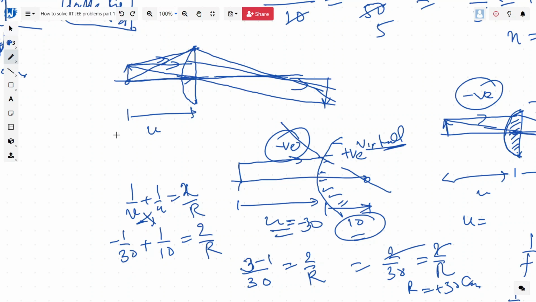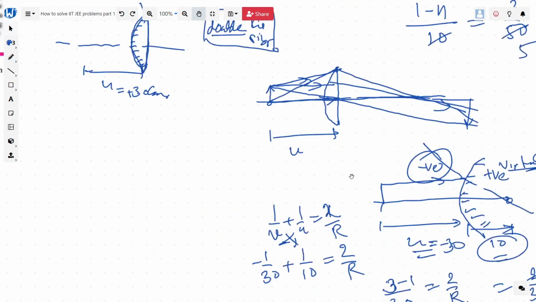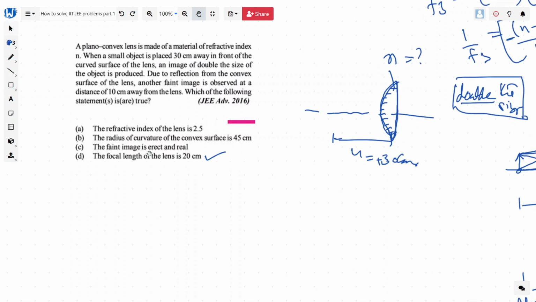Can we check if we have that here in the options? The radius of curvature of the convex surface is 45, so this is not true. We have found it to be 30, so this is gone. The next option says the final image is erect and real. We can never have an erect real image from this concave lens. All we need to check is if the refractive index is 2.5.